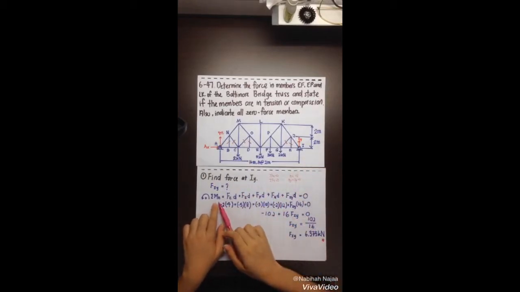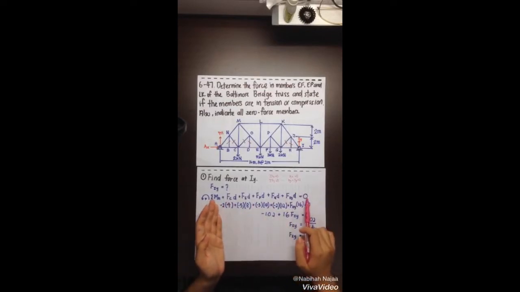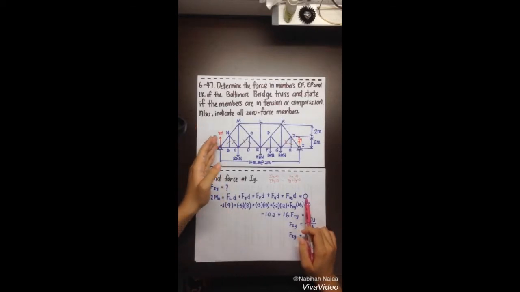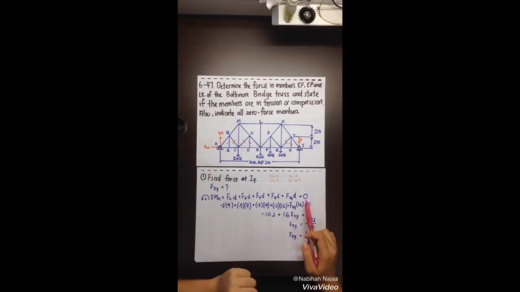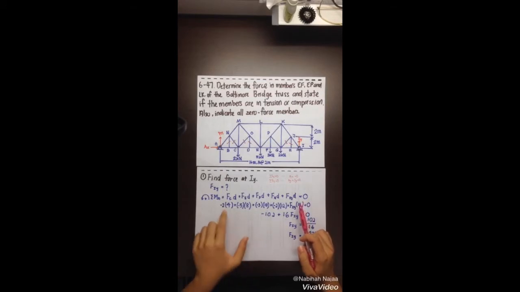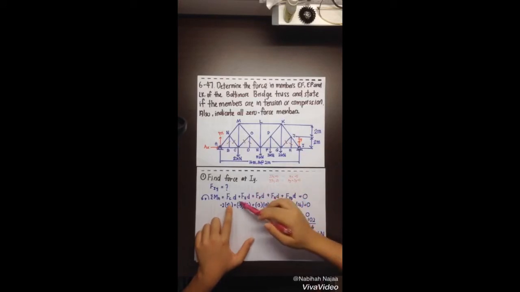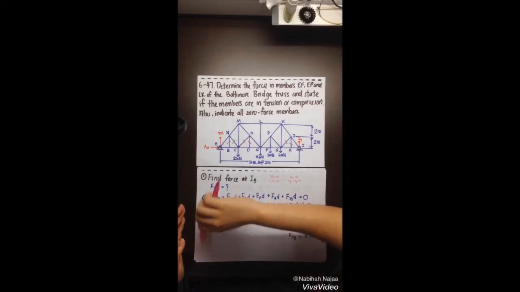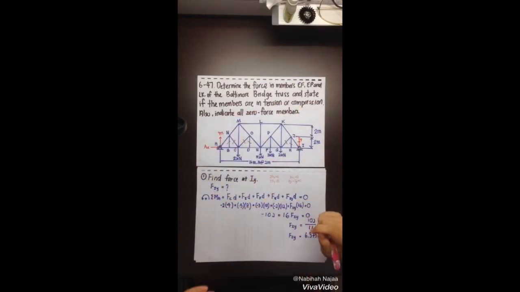Summation of moment at a certain point equals to 0. So in here we choose point A. Why should we choose point A? Because point A compared with point I, it has more forces on it. So we choose point A. The equation for moment is force times displacement. Okay, remember, if the motion is clockwise, it will be negative. If the motion is counterclockwise, it will be positive.